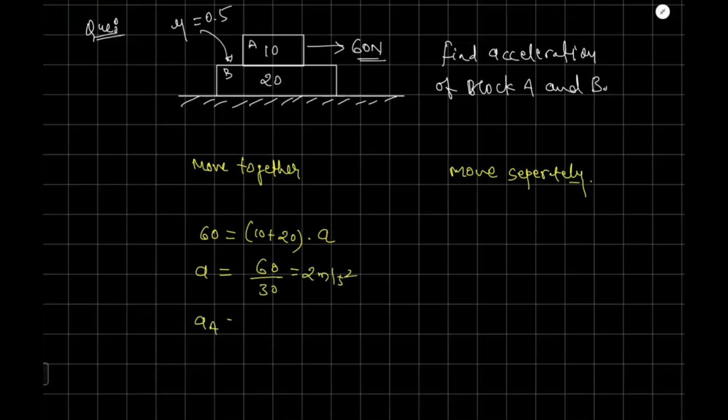So this acceleration for both block A and block B, that is 2 meter per second square. But there is another possibility. What? When they can move separately. So what happens in that case? We have to draw the FBD again.